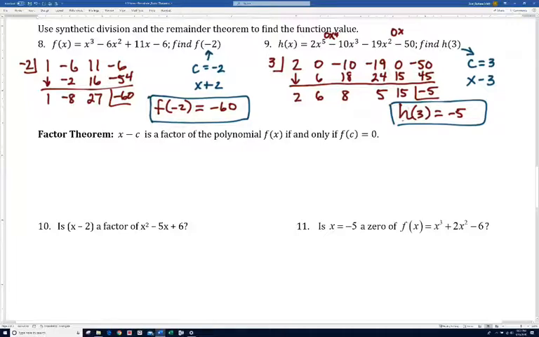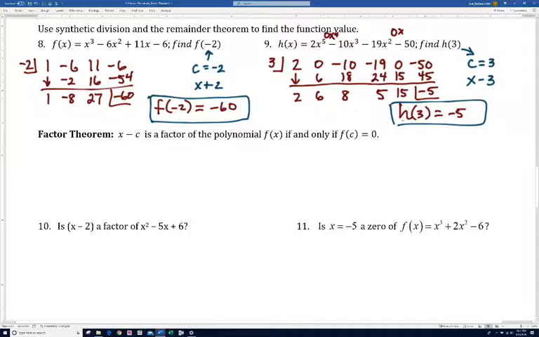All right, on the factor theorem, the factor theorem is really the one that we care about the most. The remainder theorem just kind of leads into the factor theorem. So here it says x minus c is a factor of the polynomial f of x if and only if f of c equals 0. Well, when we did number 7, we were kind of already seeing that when we get a remainder of 0, that tells us we've factored the original polynomial, or dividend. So that's really what this theorem is saying. A remainder of 0 means you've got it factored.